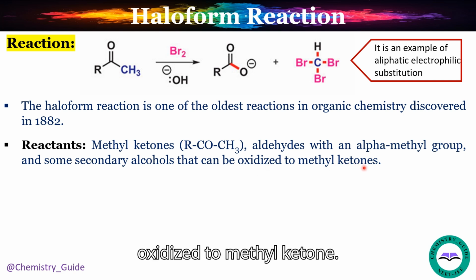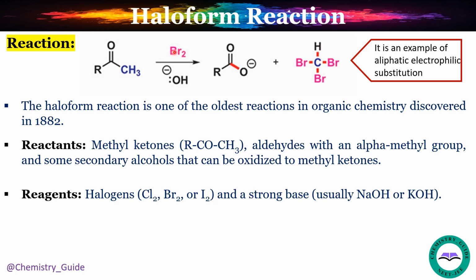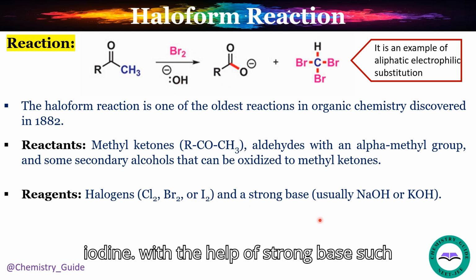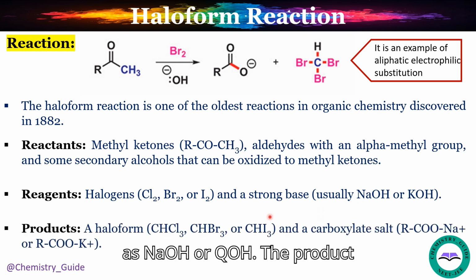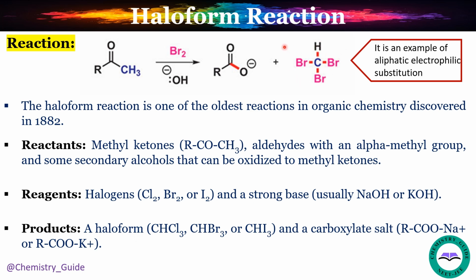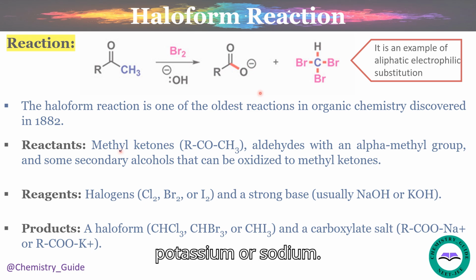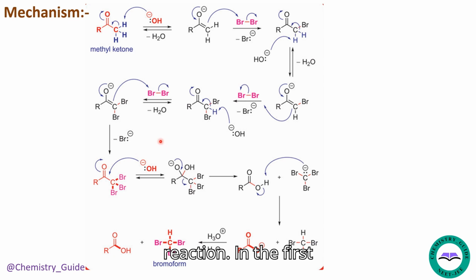oxidized to methyl ketone. The reagents used in this reaction are bromine, chlorine or iodine with the help of a strong base such as NaOH or KOH. The products formed in this reaction are the haloform and the carboxylate salt of potassium or sodium. Let us see the mechanism of the haloform reaction.